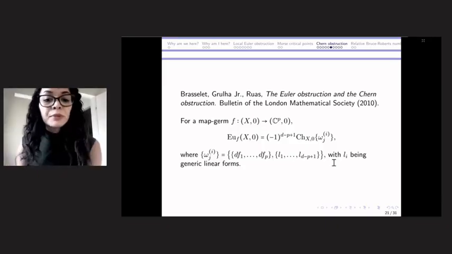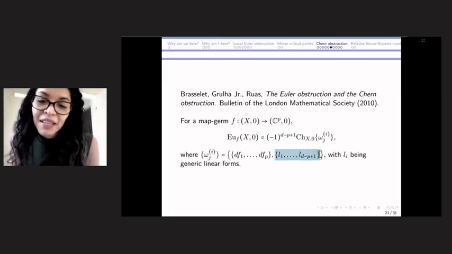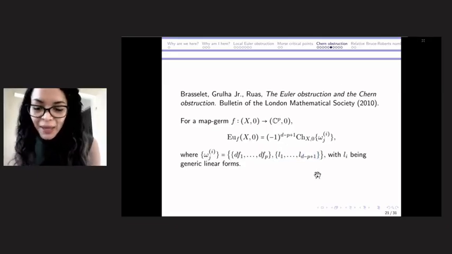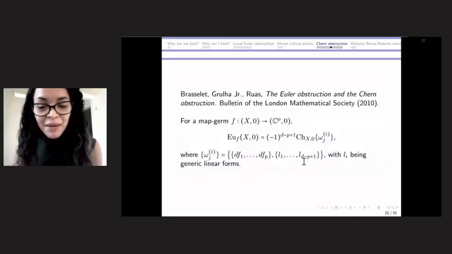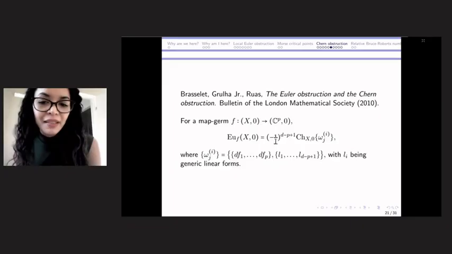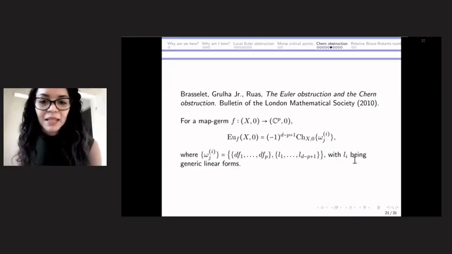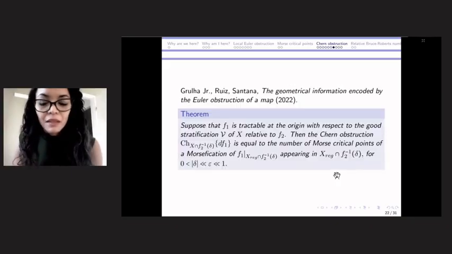So they proved that looking at this type of collection, this construction depends on the generic linear forms. If they are generic enough, it does not depend on the choice of them. And then they proved that the Euler obstruction of a map is related to the Chern obstruction of this collection of differential forms. It's just a comment because I'm not really defining the Euler obstruction of a map.